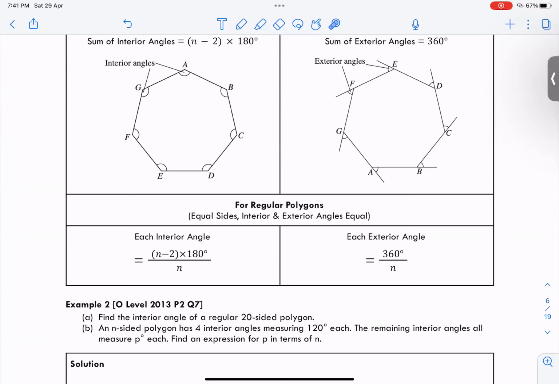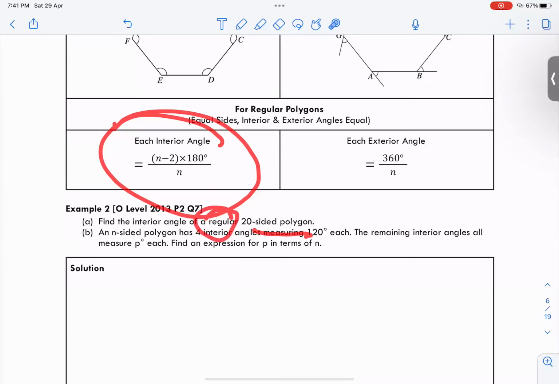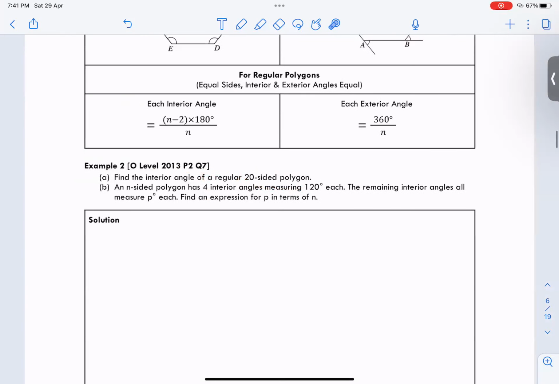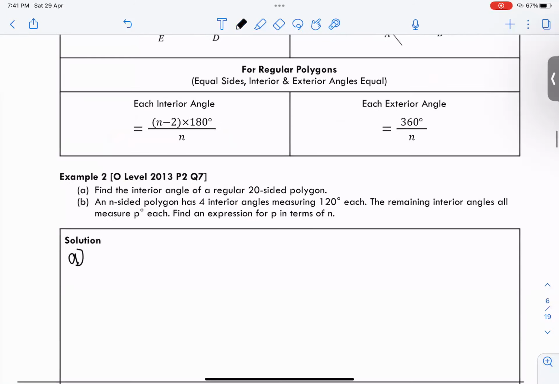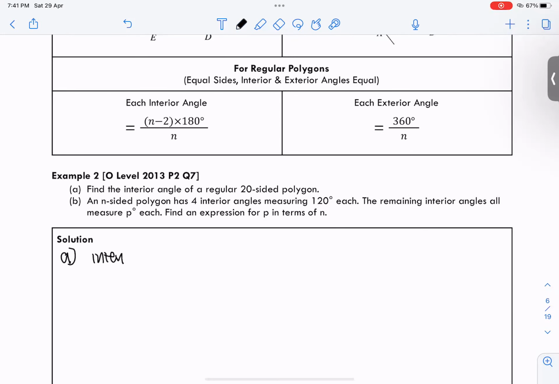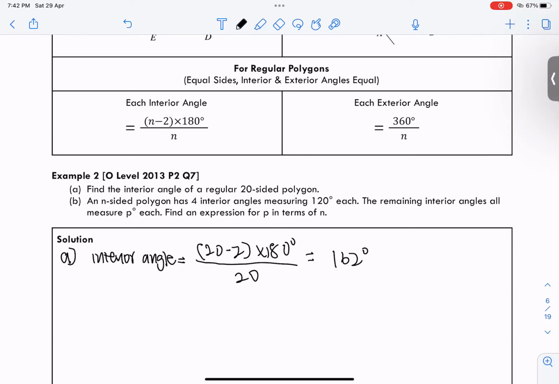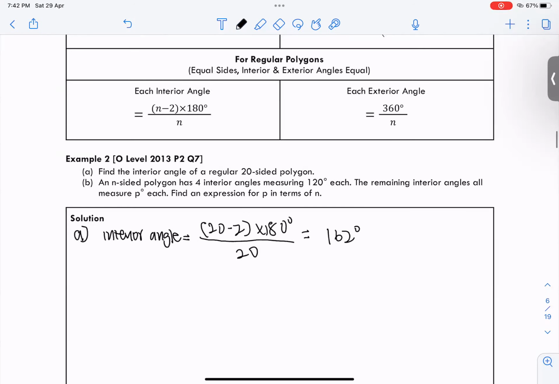So part A is very straightforward. Interior angle of a 20-sided polygon. So you just use this one. Regular. You have to remember, it has to be regular. So you just apply this formula. Interior angle equals 20 minus 2 times 180 degrees over 20. Then you get 162 degrees. It's super straightforward. This one is a free mark. It's just for you to get the mark.